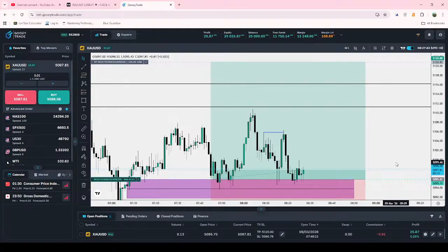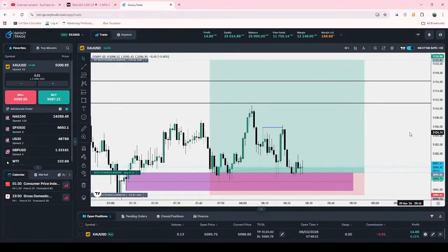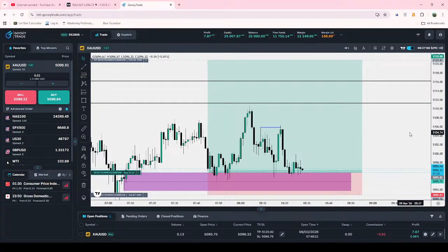Patience, patience, patience. Trading requires a lot of patience, and I have got a lot of it. But the fear that the market might take out my SL is also there.